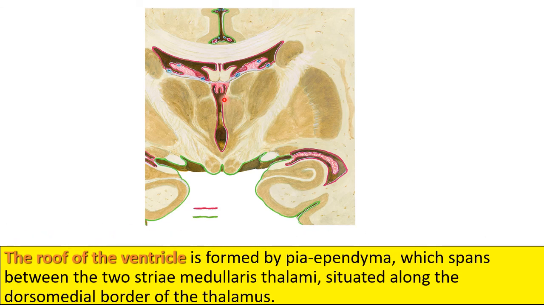So that is the short video on the third ventricle. In the next class, we are going to discuss the fourth ventricle, its roof, floor, and the two lateral walls. All the other structures we are going to see in the next class.